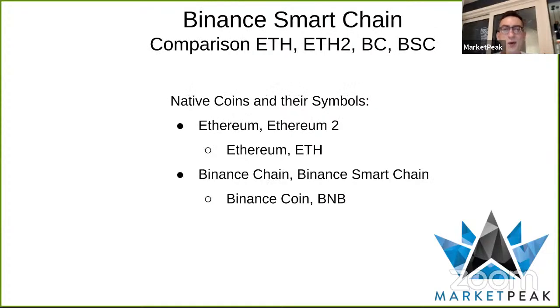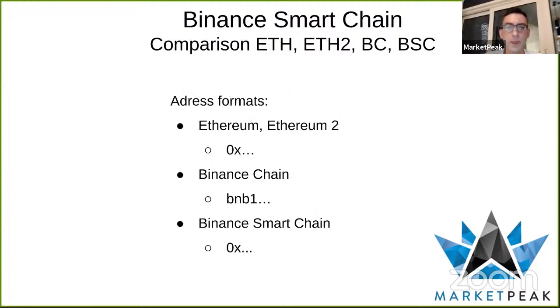So let's go. First things first, the native coins on the respective chains and their symbols. For Ethereum and Ethereum 2, you all know this. Ethereum is the name of the coin, and the symbol is ETH. On the Binance Chain as well as the Binance Smart Chain, it's called the Binance coin and its symbol is BNB. This shouldn't be news to most of you.